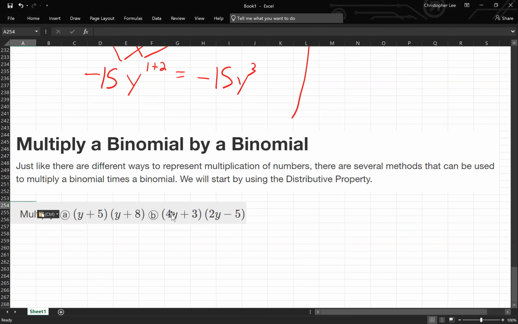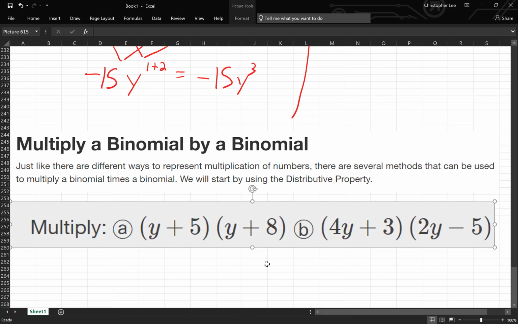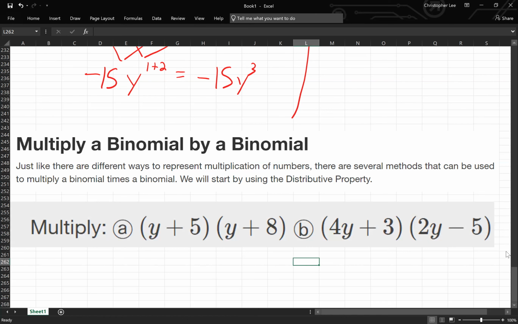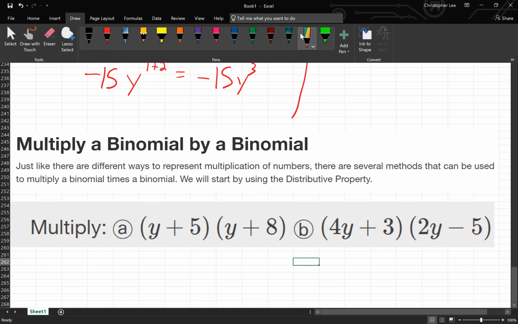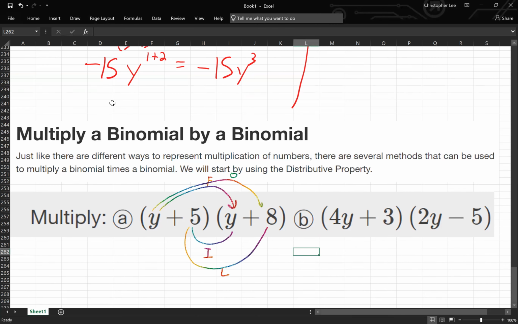And I know a lot of you are going to remember this. So I have y plus 5 times y plus 8. You probably remember the FOIL method. We have the first, we have the outer, we have the inner, and then we have the last. Everybody remembers that FOIL method, right? That's what we're doing here.